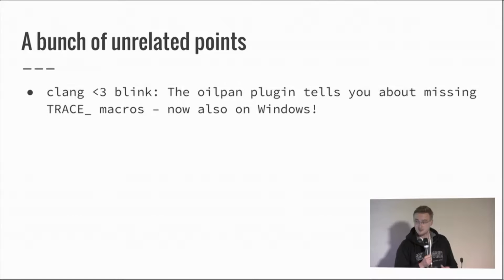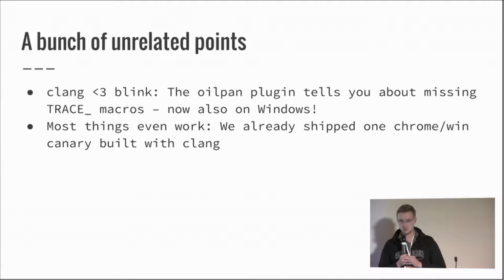So one thing that's cool is that clang has this Blink-specific Oilpan plugin, which tells you if you define a new class, you need to sometimes add a few trace macros. And if you get this wrong, then the trybots will tell you this on Linux and Mac, but now you will also see this locally on Windows. This is actually being used. We already shipped the canary that's completely built with clang, and nothing blew up.